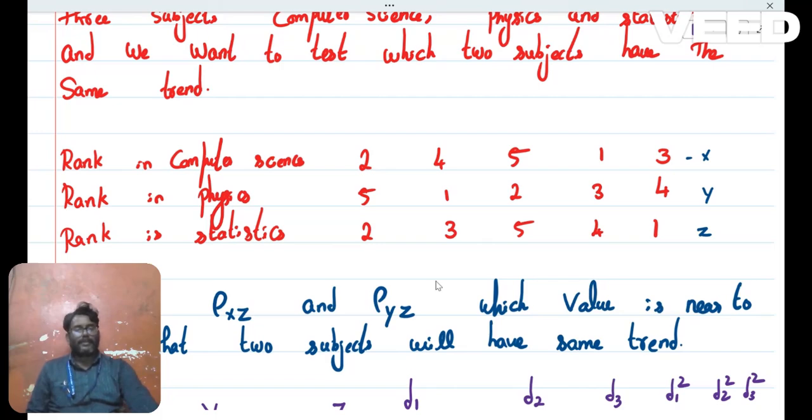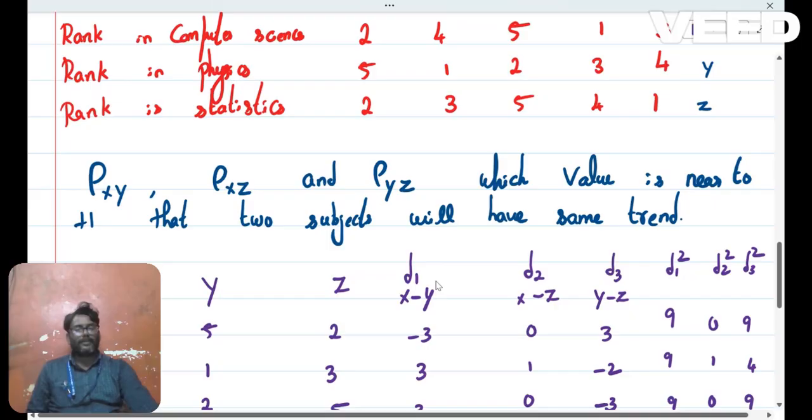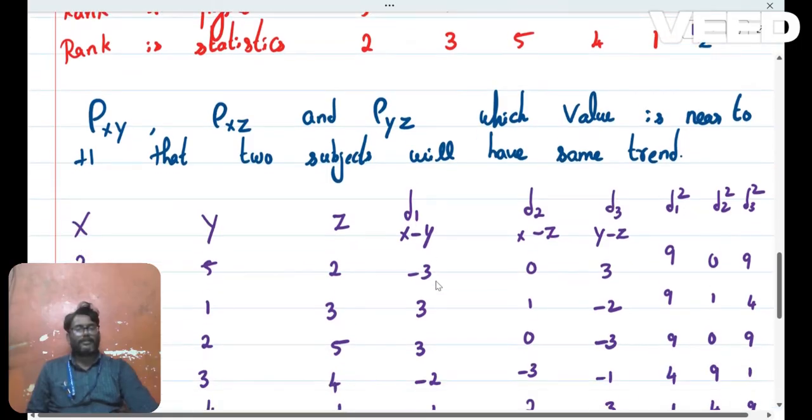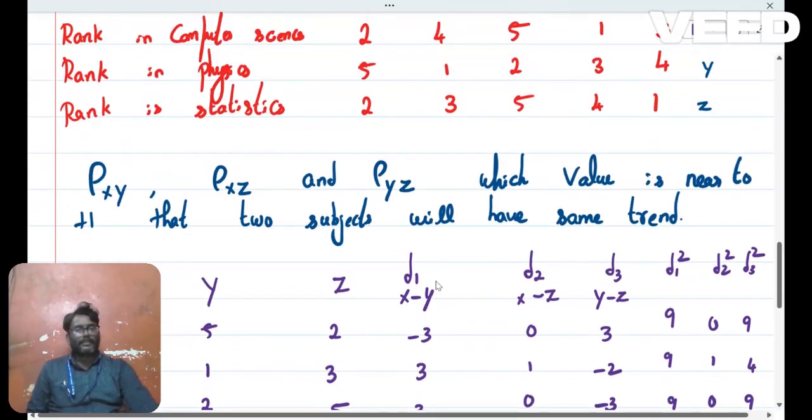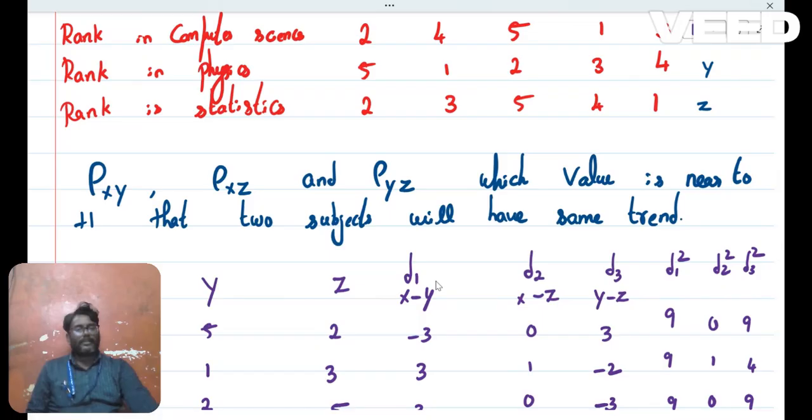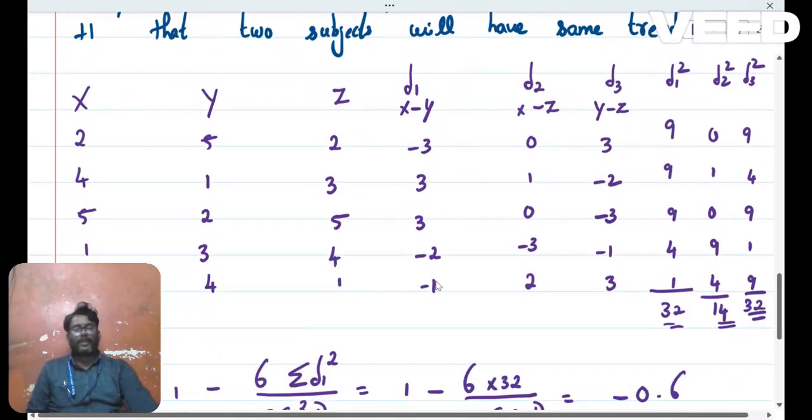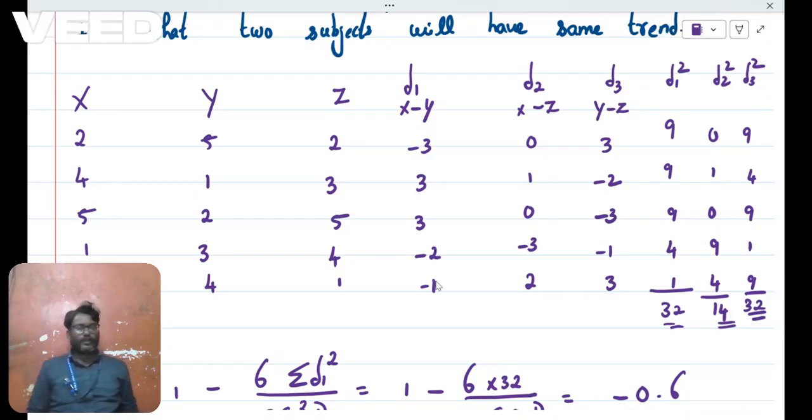So now we will find the rank correlation between XY, XZ and YZ. Whichever is very near to plus 1, we can take those two subjects as having the same trend. So the x rank will be 2, 4, 5, 1, 3, the rank for y is 5, 1, 2, 3, 4, and the rank for z will be 2, 3, 5, 4, 1.